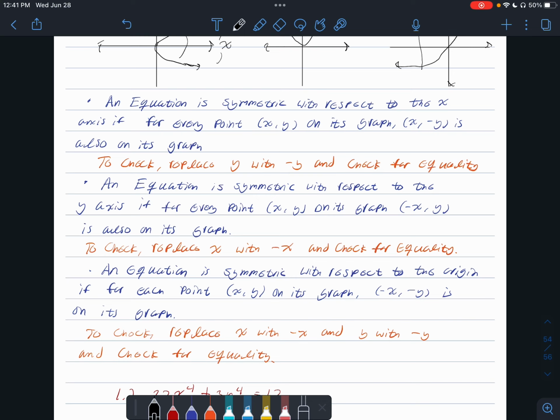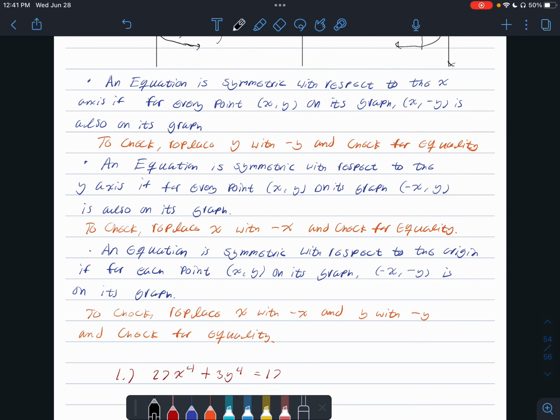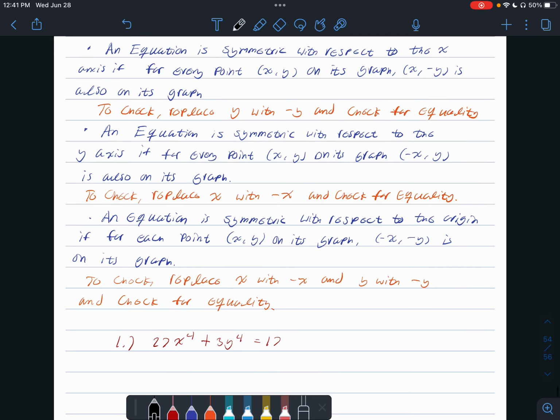Very similar here. To check for this, we replace x with negative x, and we see if we can get it back into the form it was originally in. If we can, then we know that it is symmetric with respect to the y-axis. If we can't, then it's not. And lastly, an equation is symmetric with respect to the origin if for each point (x, y) on its graph, (negative x, negative y) is also on its graph. Just like in the previous situations, we check by replacing x with negative x and y with negative y and see if that works.